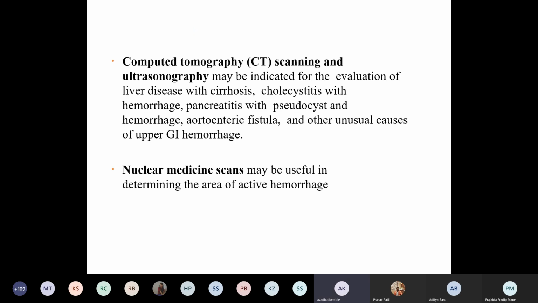The next important are CT scanning and ultrasonography. Now, why is this important? Whenever we suspect liver disease with cirrhosis, cholecystitis with hemorrhage, pancreatitis with pseudocyst and hemorrhage, aortoenteric fistulas, and other unusual causes of upper GI hemorrhage, computed tomography scanning is going to be useful. Also, nuclear medicine scans are useful in determining the area of active hemorrhage. Sometimes we will not be able to detect the bleeding point on endoscopy or CT. At that time nuclear medicine scans are going to be useful.